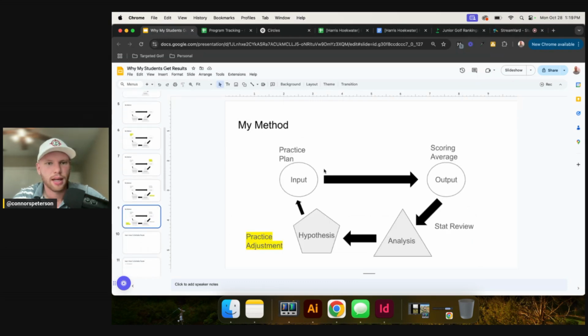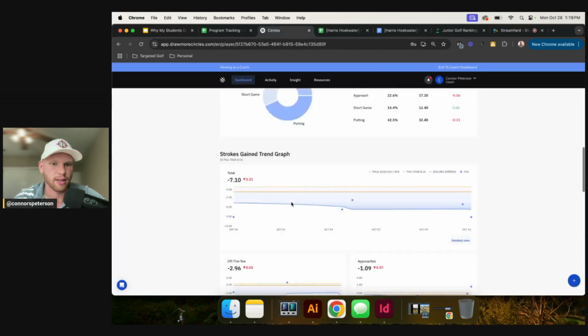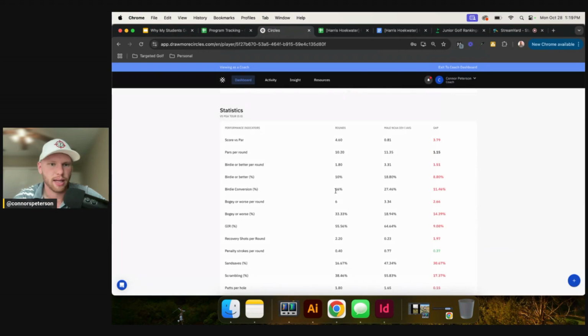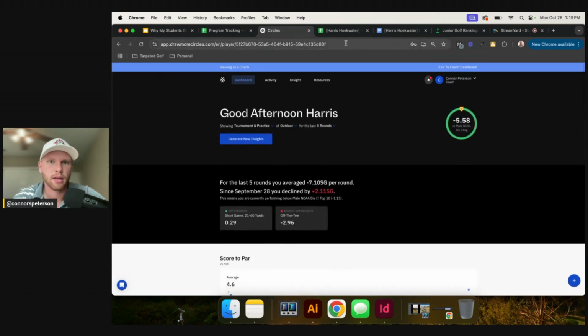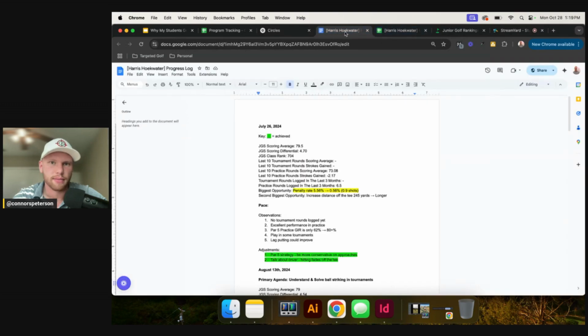So if I were to go back here to our handy dandy process, I have the actual number. And I can look at it and say, okay, cool, what are we going to do as an adjustment? Because I can look at these data points and make a decision based on that. So then I can say, what do we do about that?